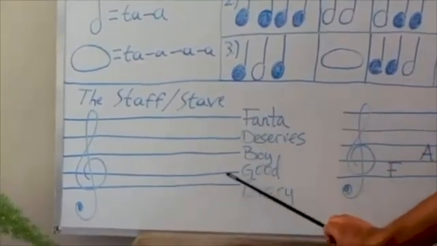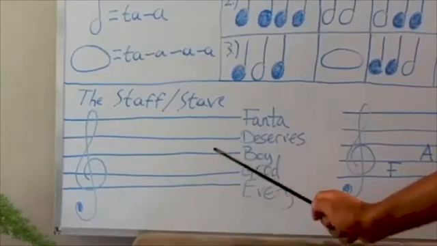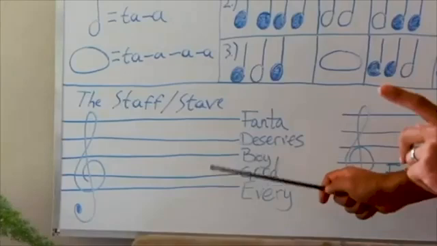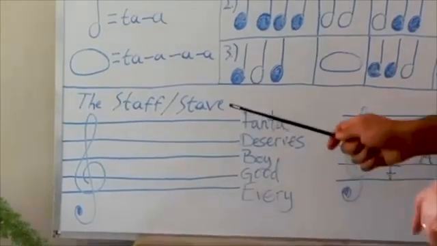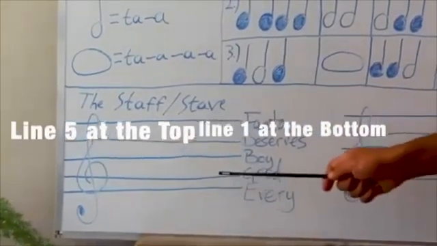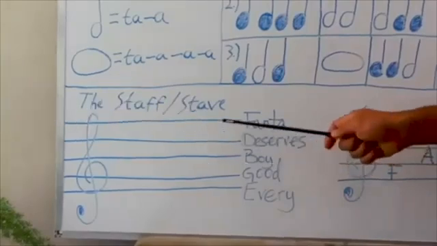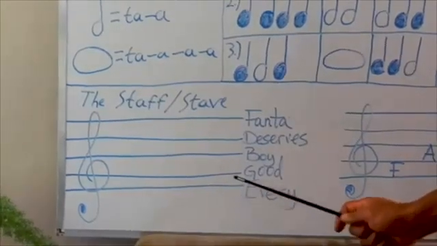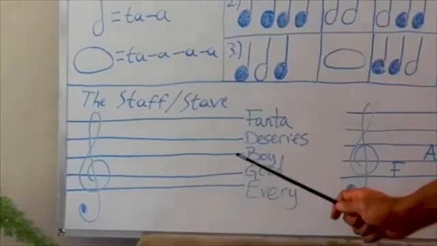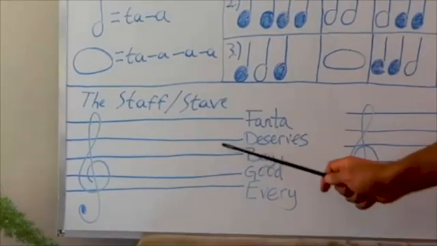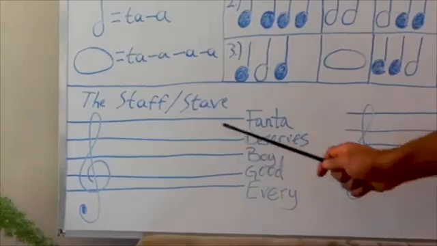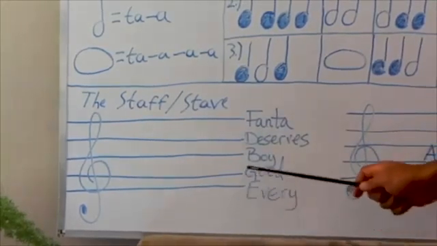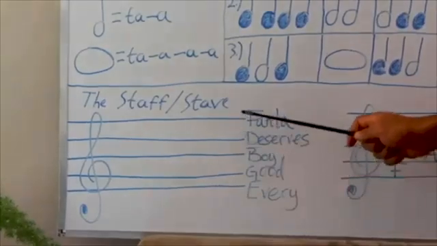So, each of these lines: line 1, line 2, line 3, line 4, line 5. Make sure you don't count from the top. Line 1 is at the bottom, line 5 is at the top. Line 1, we'll say every. Line 2, we'll say good. Line 3, we'll say boy. Line 4, we'll say deserves. And line 5, Fanta. So we put all that together, we say every good boy deserves Fanta.